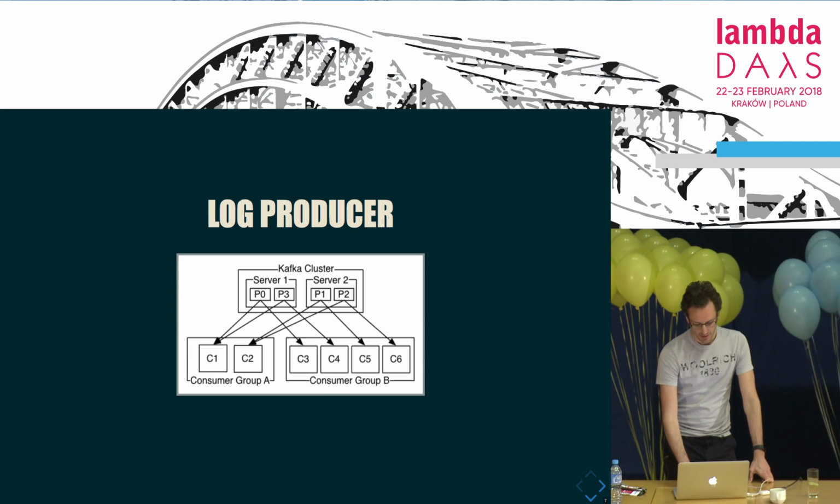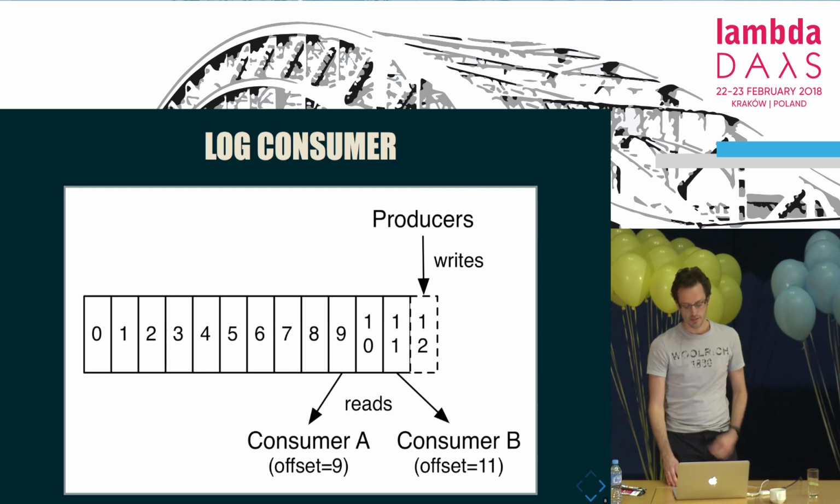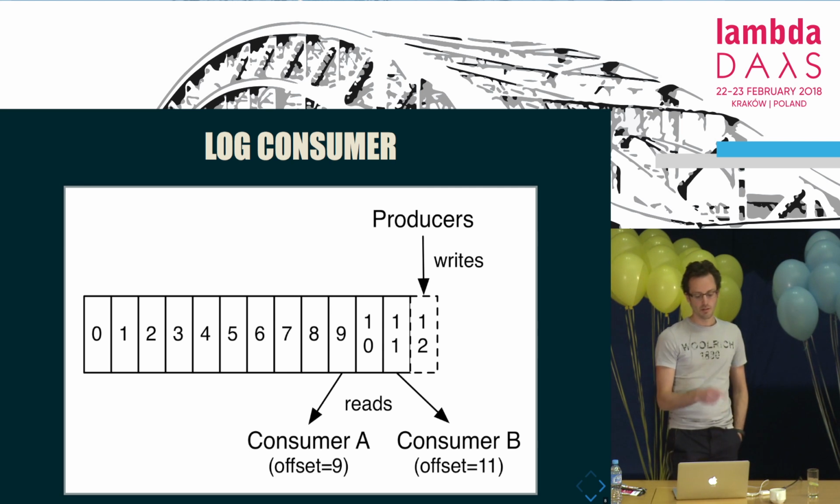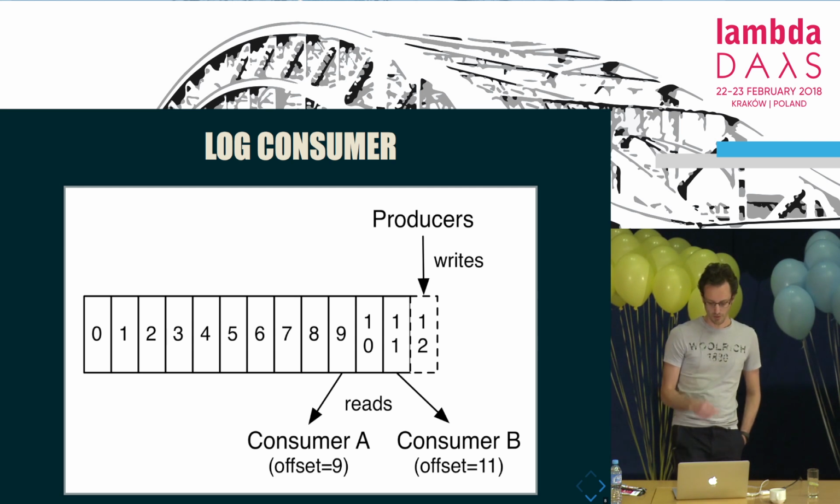And last thing is that yes, you can consume and produce at the same time, of course, and multiple consumers can have different offsets. So the consumer remembers where it left off reading, so then it doesn't read the same thing twice, for example.